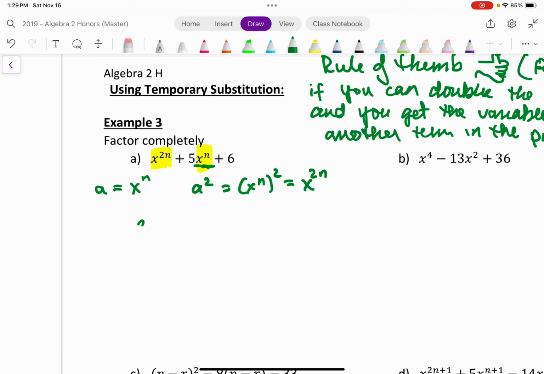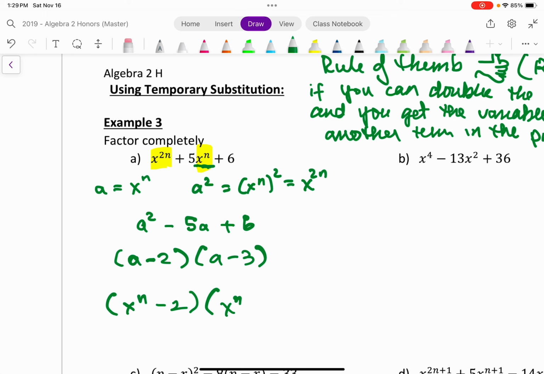So in this problem, I could rewrite it as a squared minus 5a plus 6, which is now just a regular quadratic. It's called quadratic form, because I can rewrite it as a quadratic expression. This I know how to factor. The factors of positive 6 that add up and give me negative 5 are negative 2 and negative 3: a minus 2, a minus 3. But just remember, I don't want it in terms of a. a was x to the n, so I just substitute x to the n back in. Now, some people do the temporary substitution in their head, and they realize this would just factor where one term would have x to the n and the other would be x to the n. I'm okay with that as well.